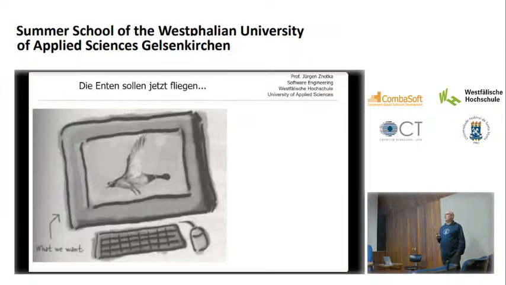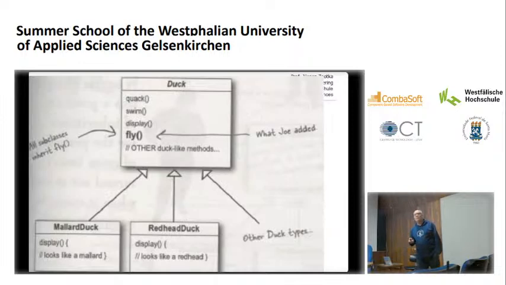Okay, first we will let them fly. We implement a fly method. So now they can fly. Are you happy with the solution? Okay, I haven't expected any other.